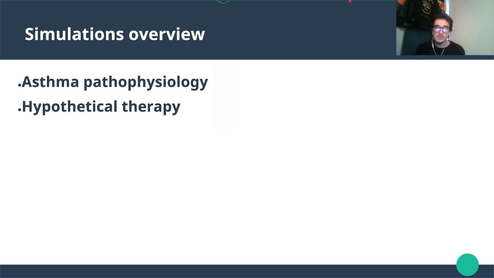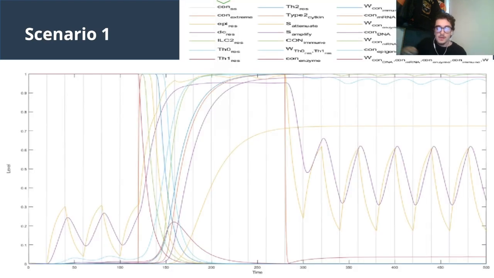Okay, so we will look at the simulation overview. There are two simulations. One simulation will be about the asthma pathophysiology without the therapy, and the other one will look at the one with the therapy. So this is the first scenario. This scenario has no therapy case.